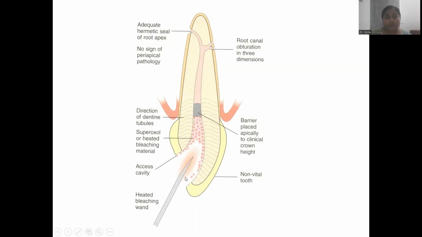Send the patient away and wait for 1 to 2 weeks. Don't keep it for more than 1 to 2 weeks, as we have seen that beyond the saturation point, it is harmful for the enamel and the dentin structures.